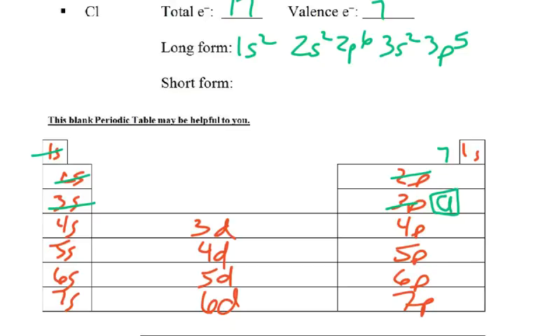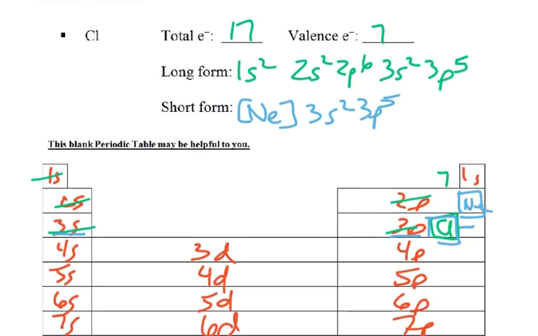Now if I want to do the short form, I go over to the end and back up 1, so I'm here, and that is neon, so I can say brackets neon. Then I go back to the beginning of my chlorine row, so that's 3s, 3p. So 3s2, 3p5.